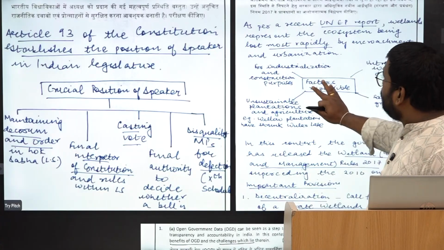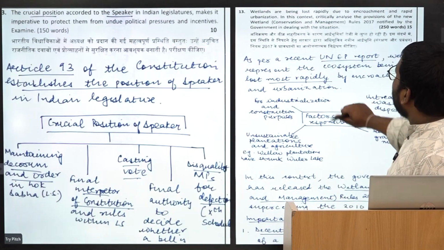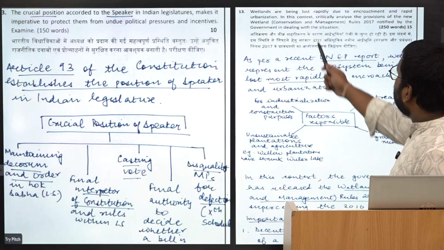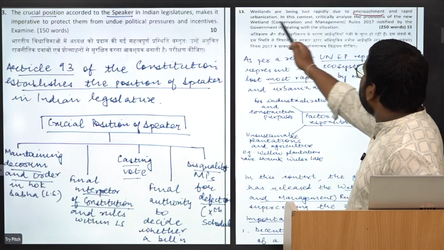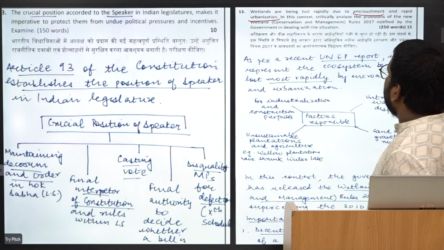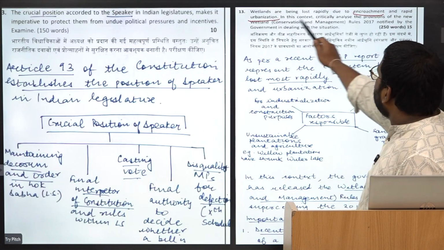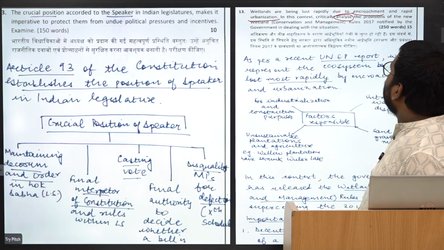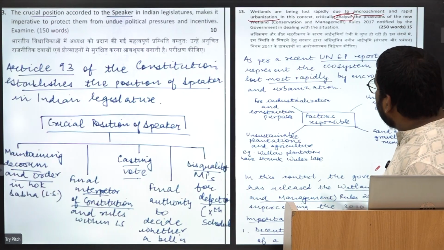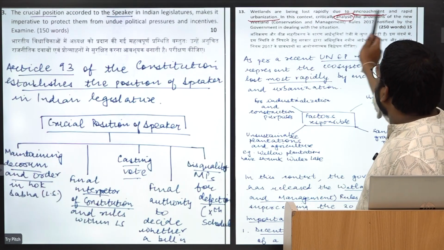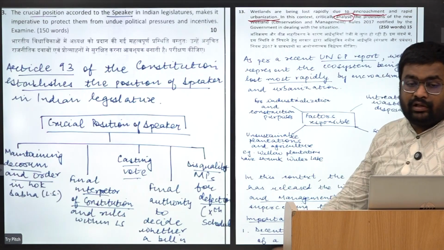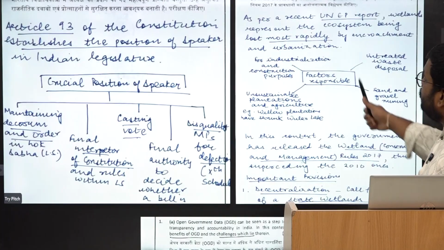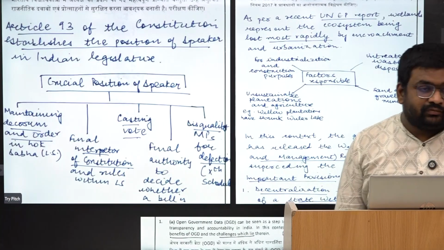Okay, same thing here. When wetlands are being lost rapidly due to encroachment and rapid urbanization, in this context, that is the reasons encroachment and urbanization, analyze the provisions of the new wetland rules. So here your directive is to analyze the provisions of the new wetland rules. Okay, but the factors responsible which they have given, encroachment and urbanization, which is your implicit demand, need to be elaborated using a diagrammatic form. Right?